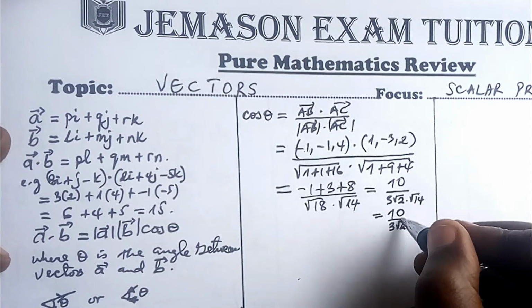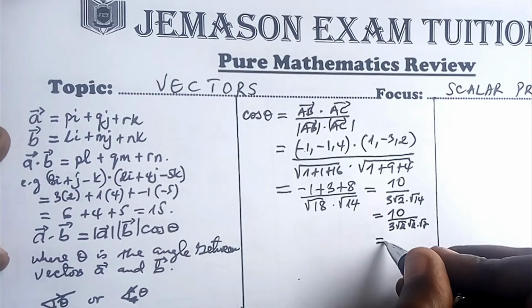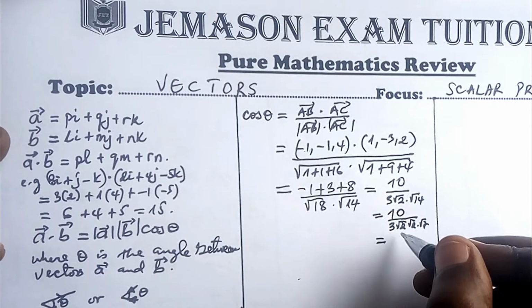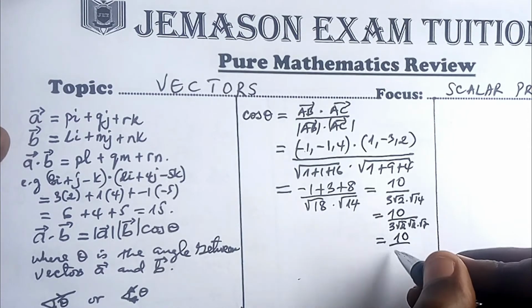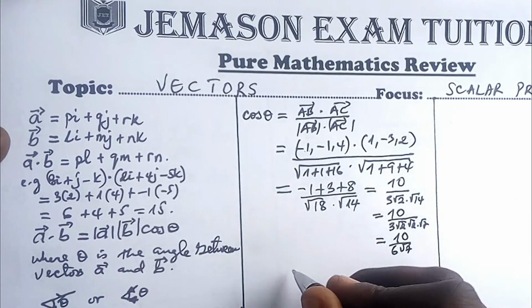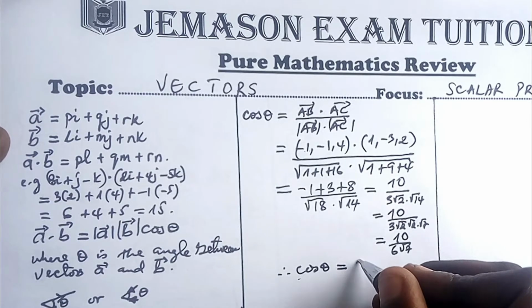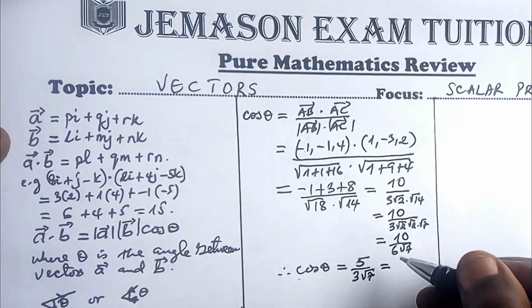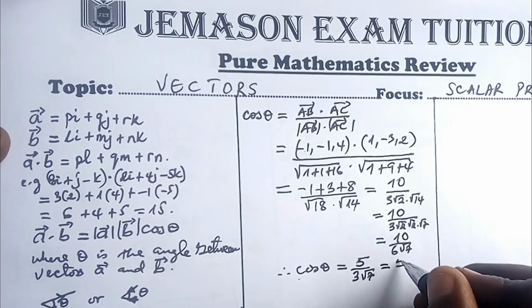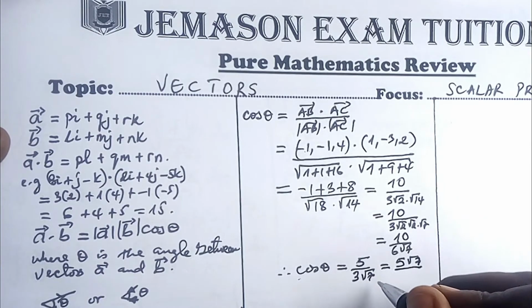I could simplify by breaking down root 14 into root 2 times root 7, and root 2 times root 2 is 2, then times 3, so it gives 10 all over 6 root 7, and therefore cos theta is equal to 5 all over 3 root 7. You could proceed to rationalize the denominator to have 5 root 7 all over 3 times root 7 times root 7, which simply gives 21.